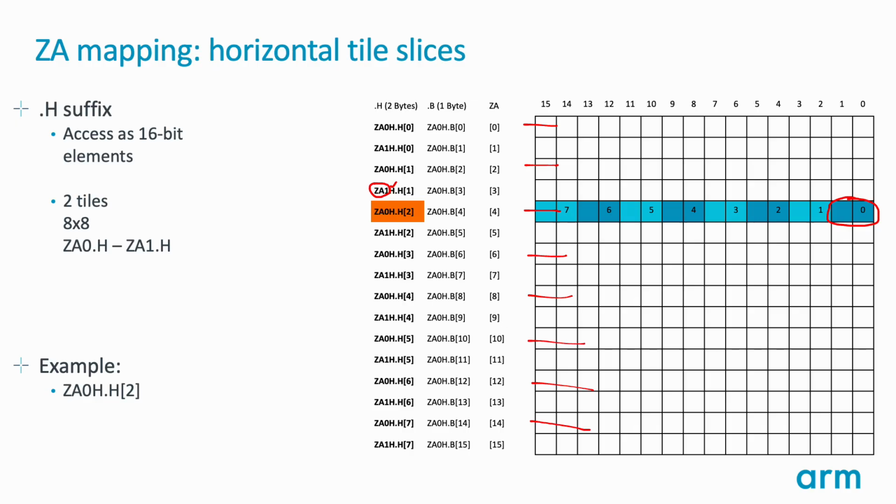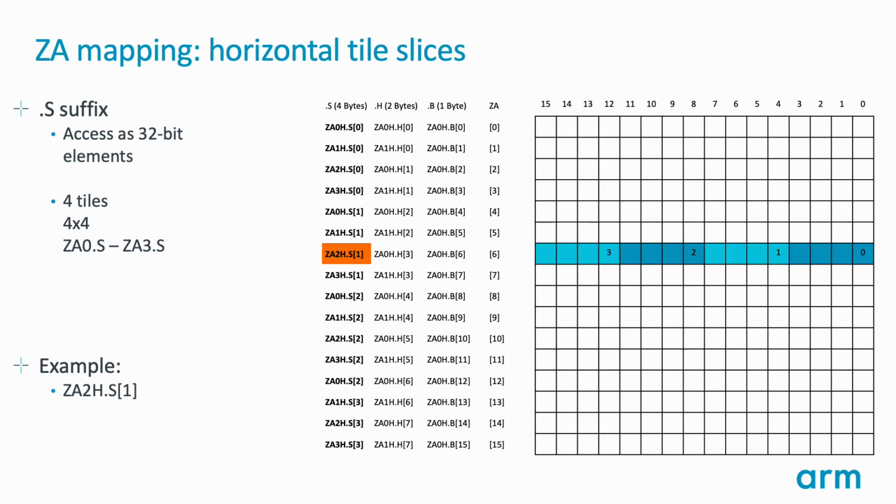So here is the byte access, and here are the details for 16-bit element access. Let's see for 4 bytes, that is 32-bit element size. For 32-bit element size, we will have 4 tiles, ZA0, ZA1, ZA2, ZA3. The second row of the ZA0 tile will be ZA0H.S1. The second row of the ZA2 tile would be this.